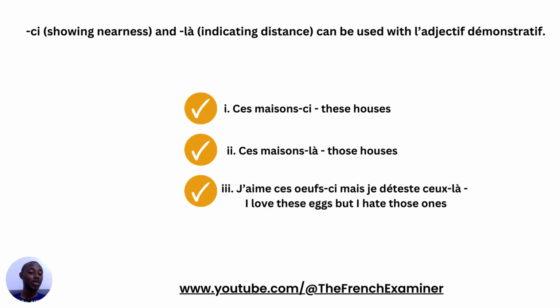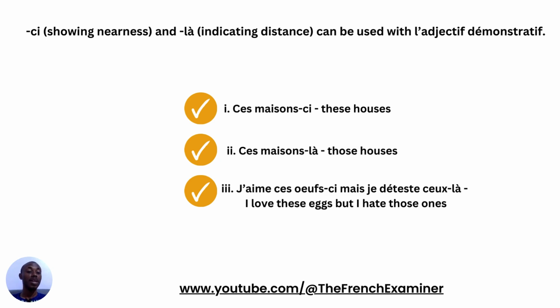Mais il est à noter que ce n'est pas seulement ce, c'est, cette, c'est. We don't only have ce, c'est, cette, c'est. We have another variant, called ci and là, which means that for those demonstrative adjectives that we just did, we can add ci and là to them.